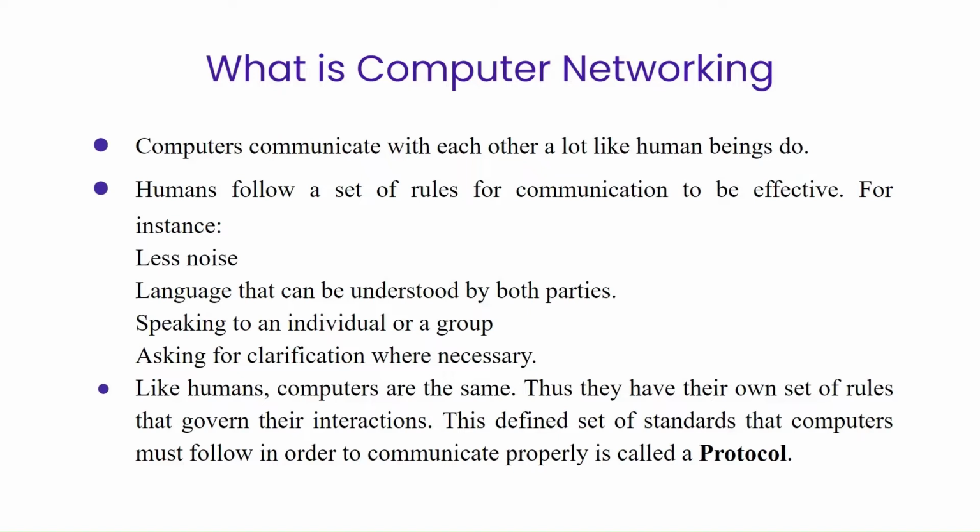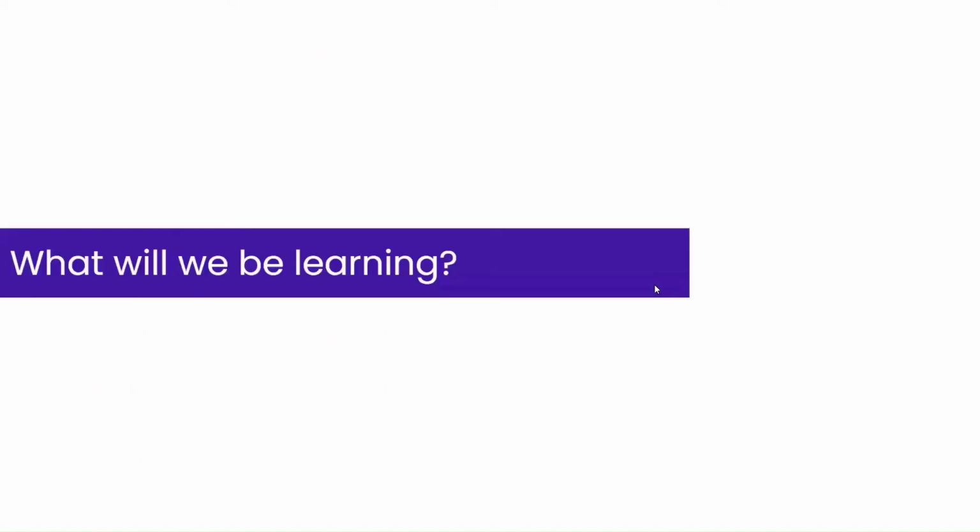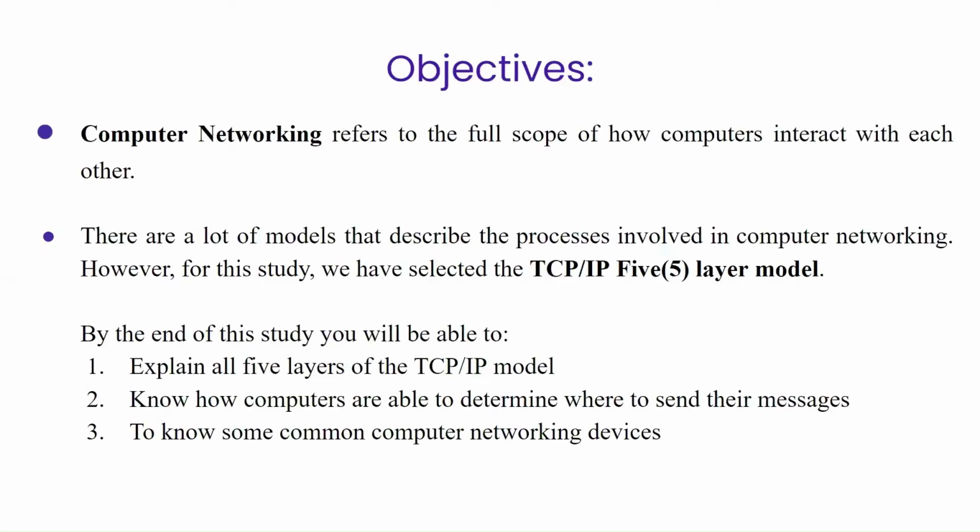So just like human beings, computers too are the same. They also have their own set of rules that govern their interactions. And for computers, this defined set of standards that they must follow in order to communicate properly is called a protocol. So what we'll be learning about is computer networking, which refers to the full scope of how computers interact with each other. Basically, the ups and downs involved in computers interacting with each other is what we term computer networking.